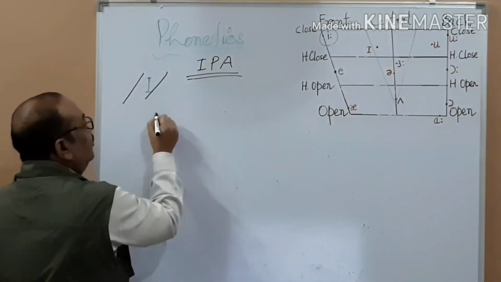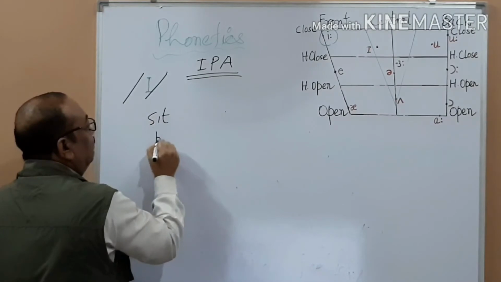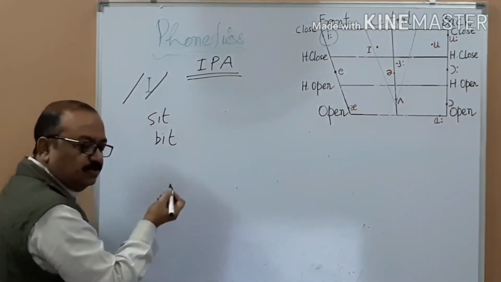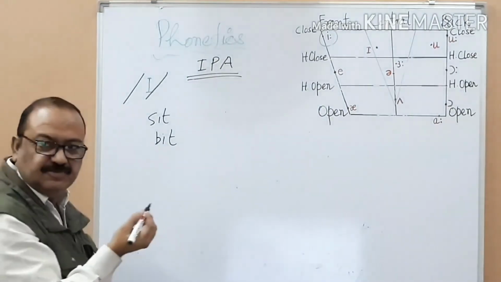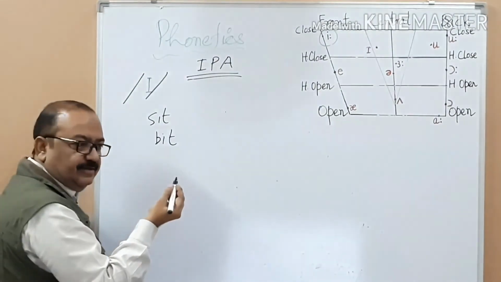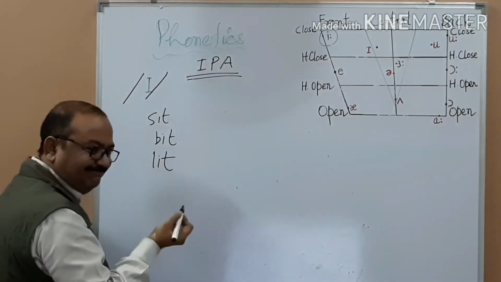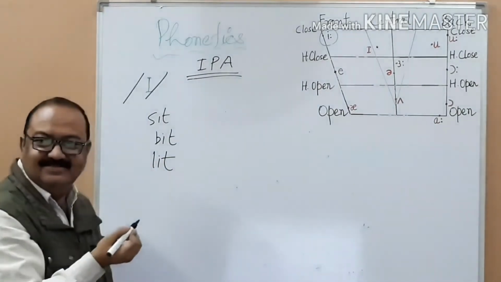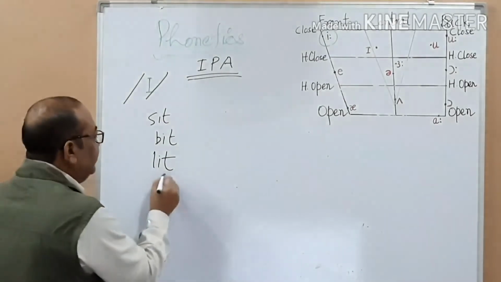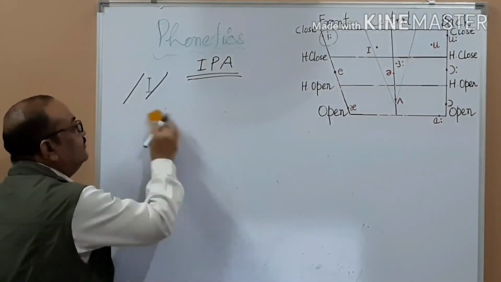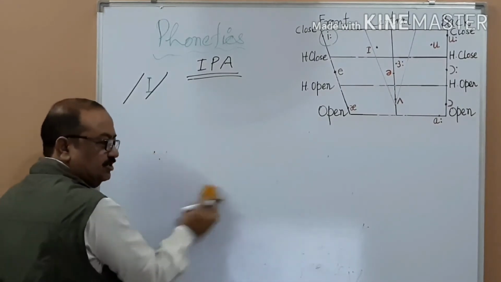So where do you have this? You have this in sit, bit. Where do you have this sound? Sit. Lit. Fit. Very nice. Why not we do it the same way we did earlier? Initial, medial and final positions.